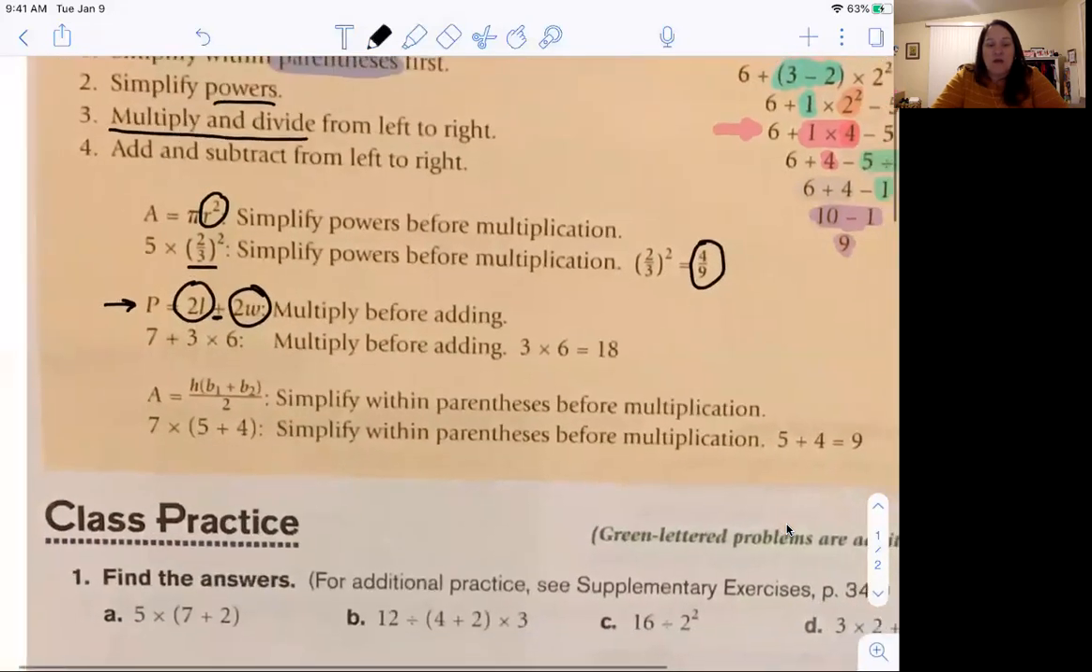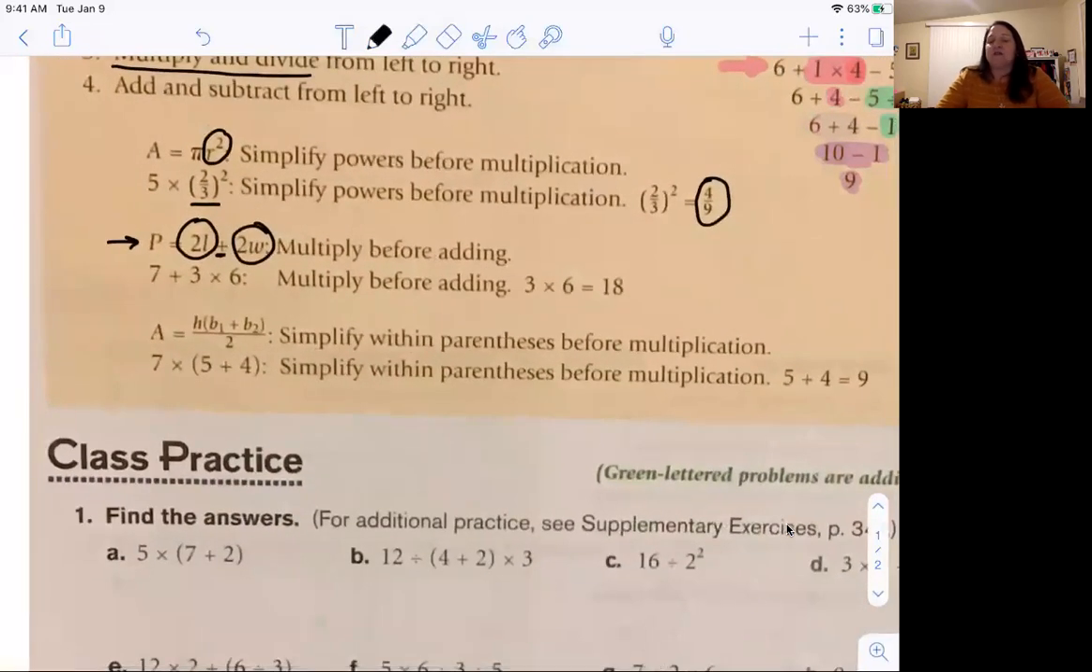Okay, so let's go ahead and practice. It says find the answers. Now, I want you to be writing these. Each time you do something new, go down a line. These first ones, it's not going to be very much, okay? So first one, we have 5 times 7 plus 2 in parentheses. What do we do first?